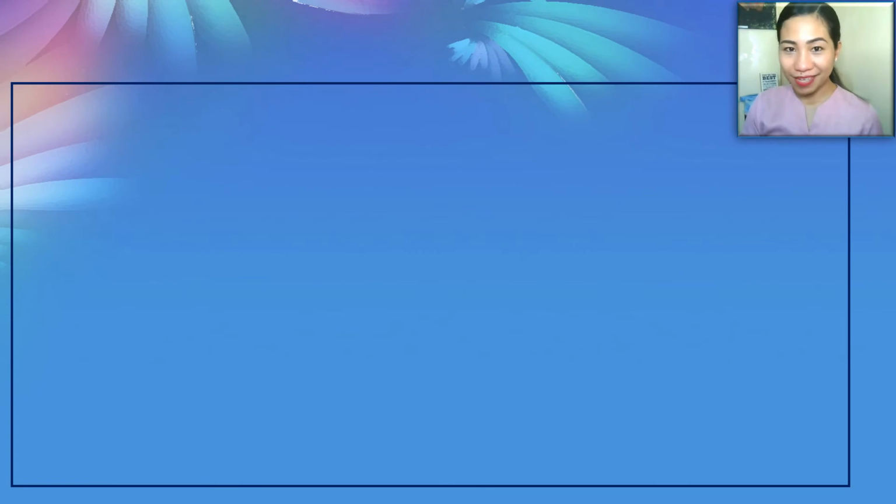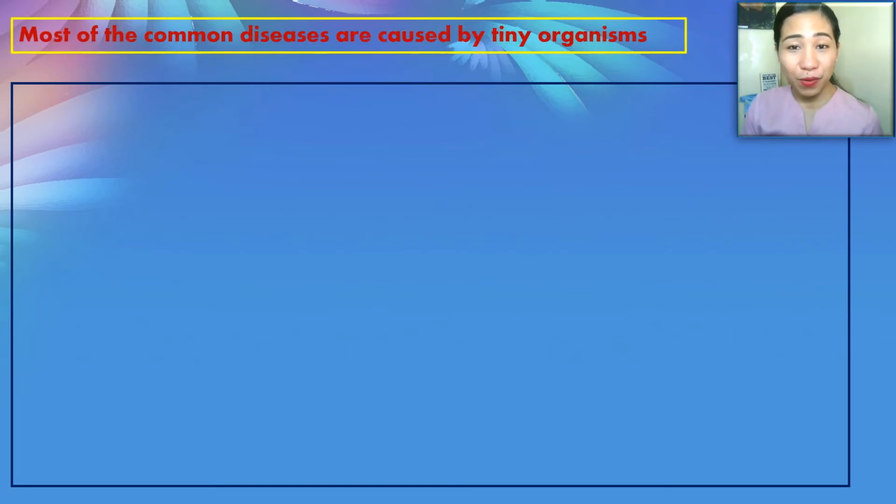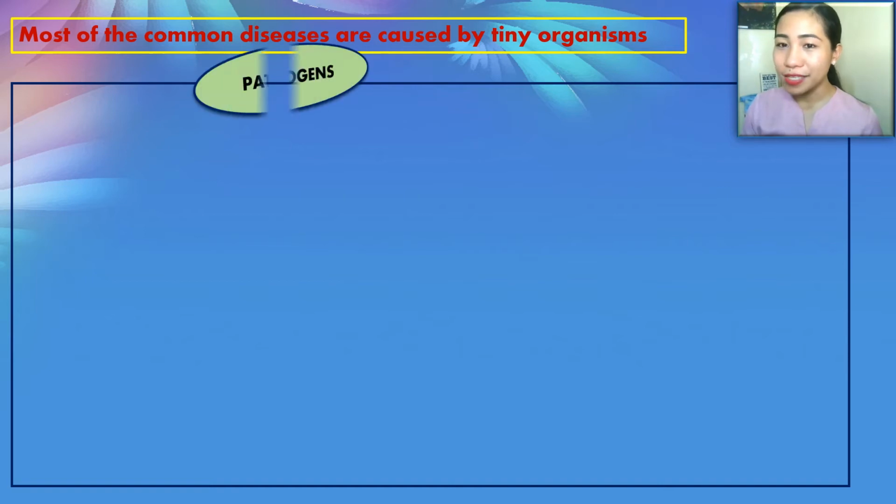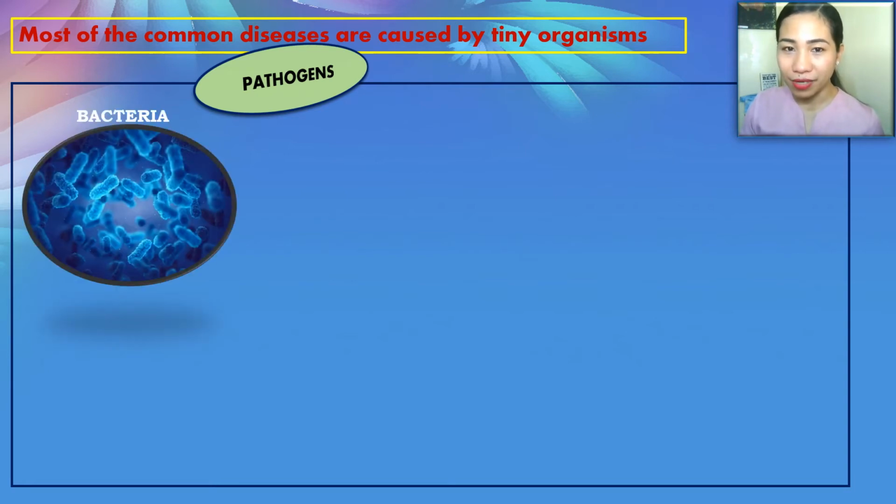So we have different types of diseases that we could possibly get through those factors. Many of the most common diseases are caused by tiny microorganisms, which are called pathogens. Pathogens infect or invade the body and attack its cells and tissues. So we have different types of pathogens and their nature. First, we have the bacteria.